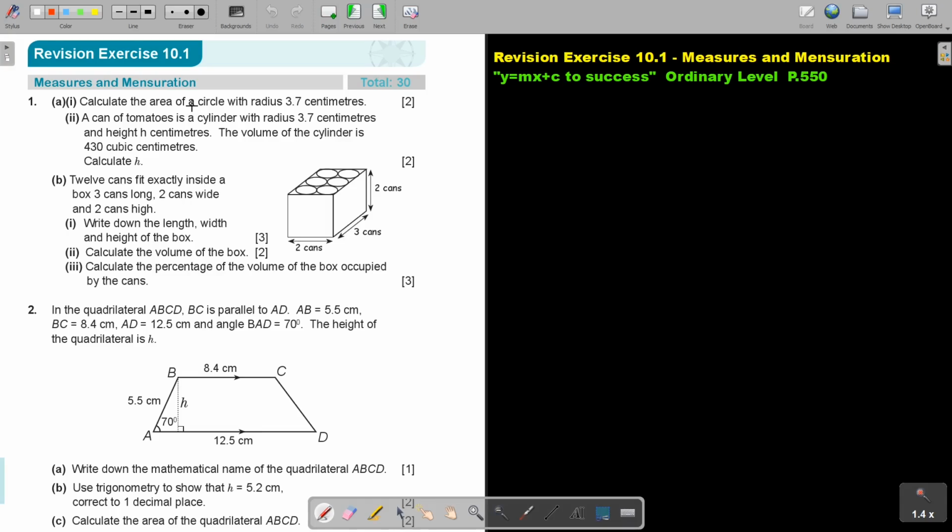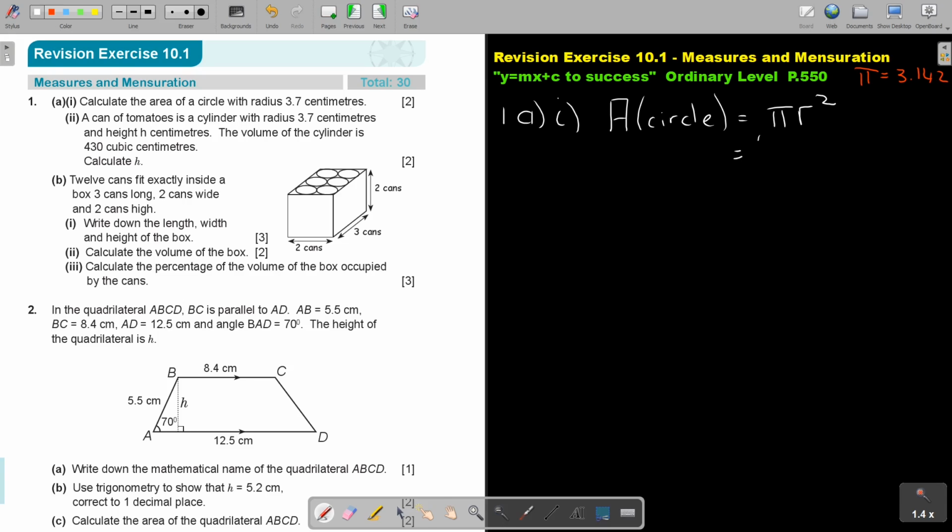Okay, so calculate the area of a circle with a radius of 3.7 centimeters. If you don't know the formula, you get 0, because you cannot do it. I showed you now, area of a circle, and that is where the 2 is on top. It's pi r square. Now you can look on top of the question paper, in the beginning of the question paper, they will tell you what to use for pi. They can either say the one on your calculator or 3,142. Okay, so if you want, you can use the calculator.